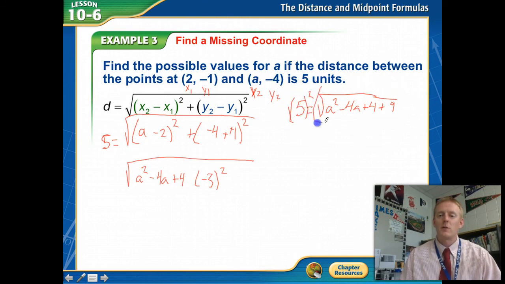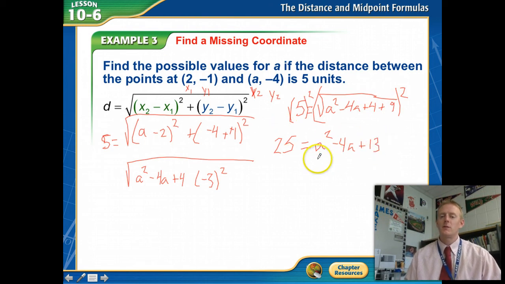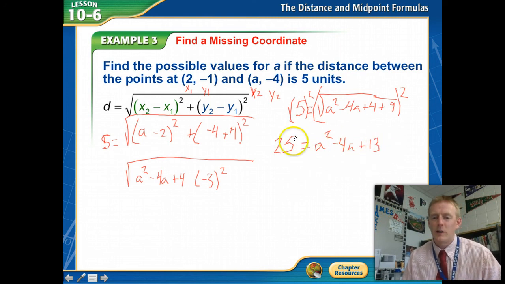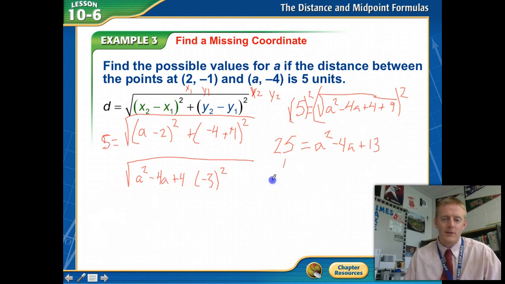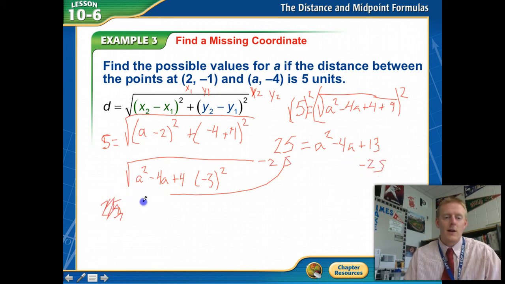To get rid of the square root, we have to square both sides. So 25 is equal to a squared minus 4a, and combining these, plus 13. Now I'm going to make this equal to 0 so that I can factor. Sorry if we're moving back and forth. 25, we're going to move by subtracting 25 minus 25. So we have 0 is equal to a squared minus 4a minus 12.